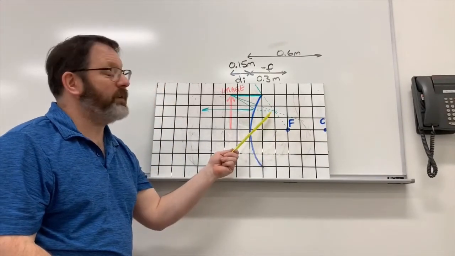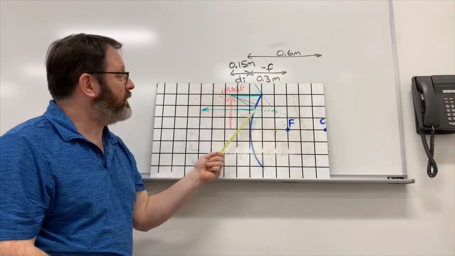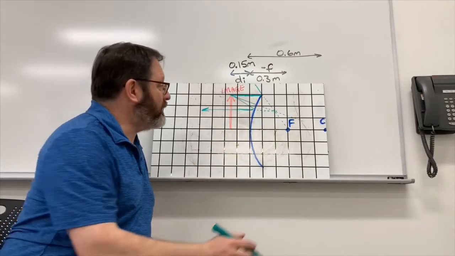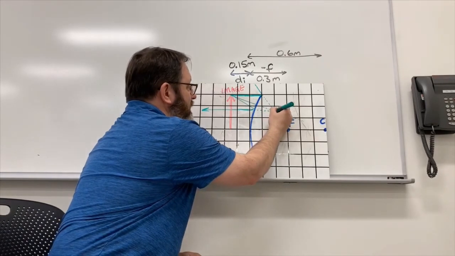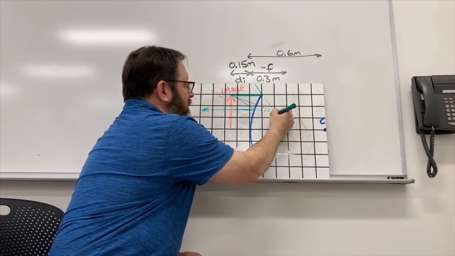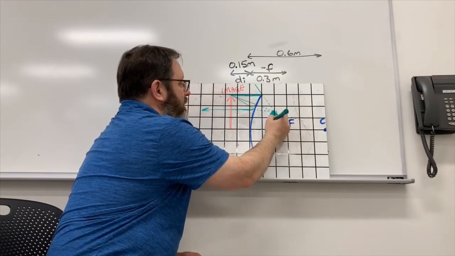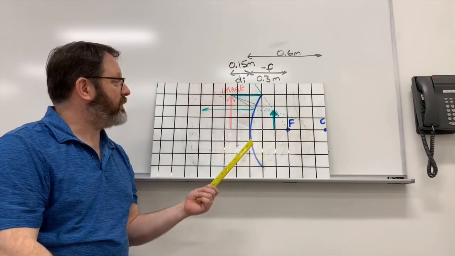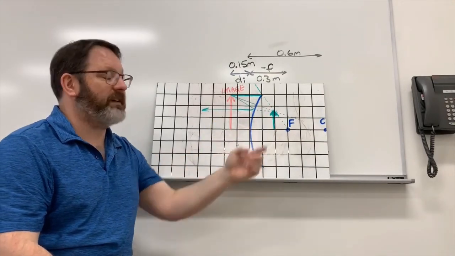And you can see all 3 of them went to the same point. So if you've drawn it correctly, you really only need any 2 of those. So the image sits here, right like that. And then we can use the equations to figure out height, distance, and magnification.